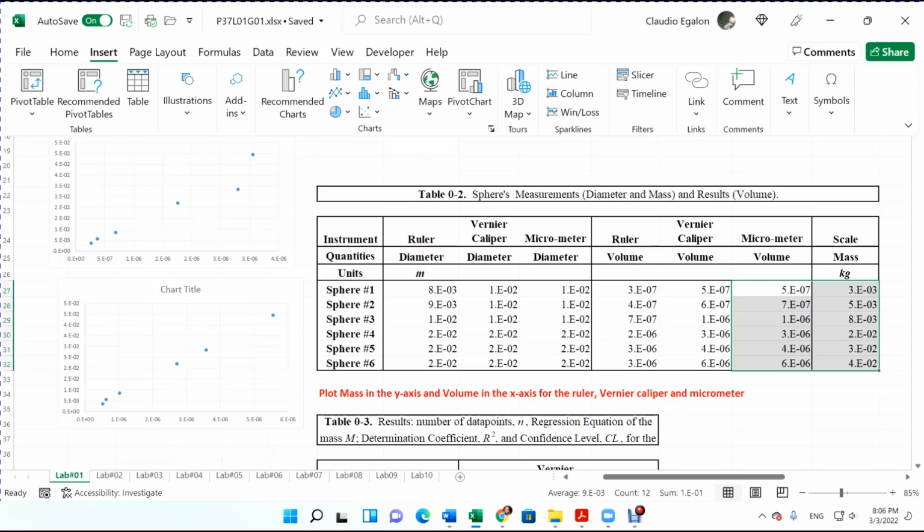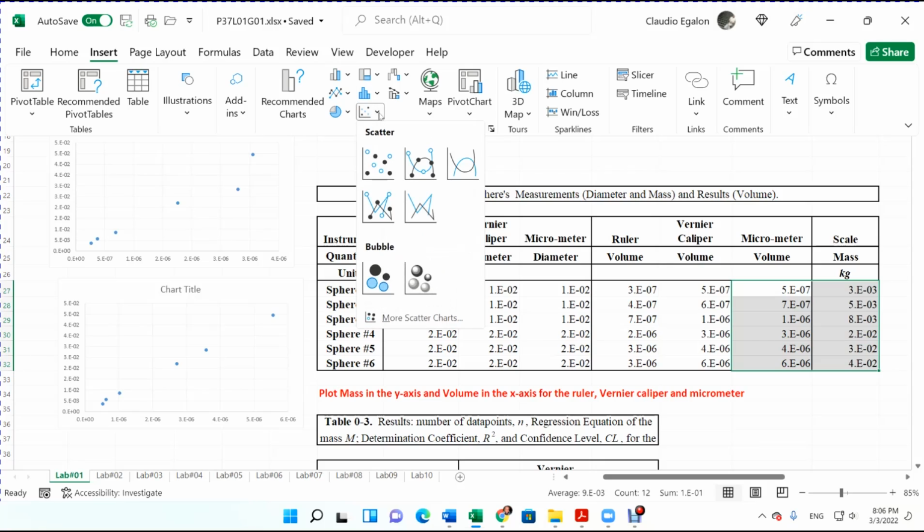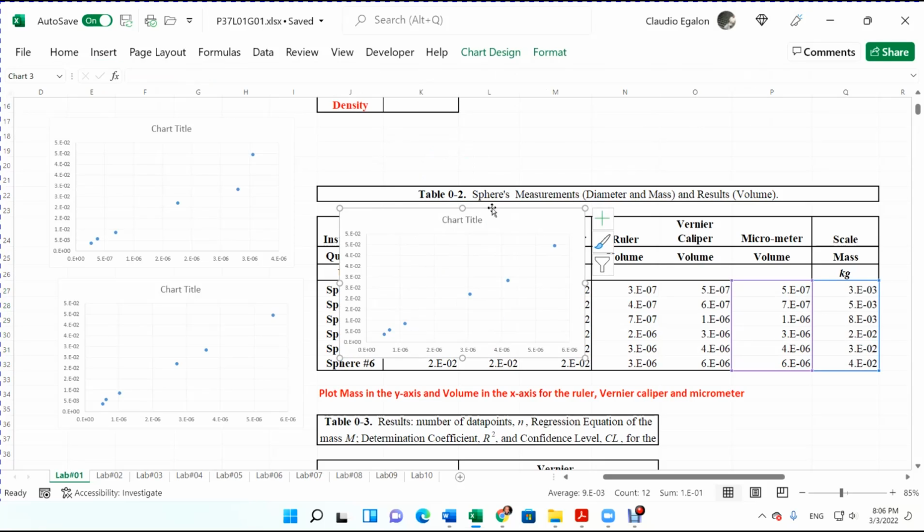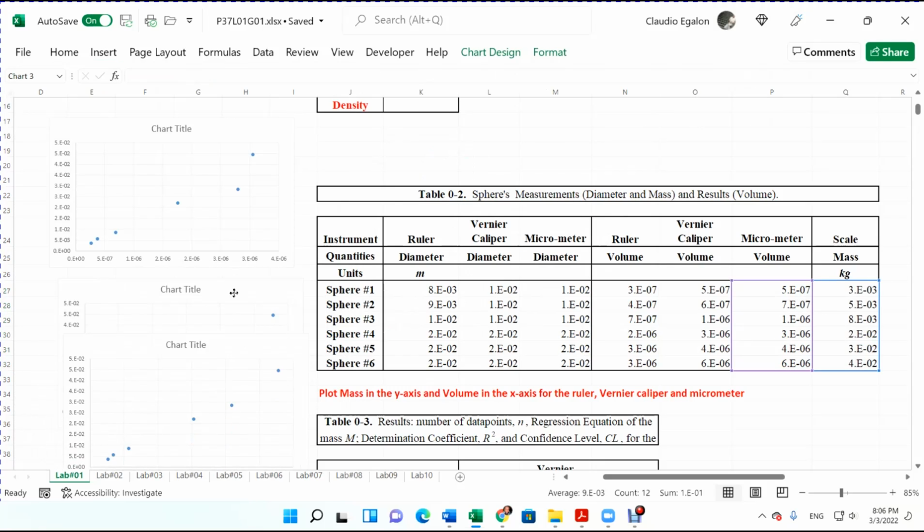Okay, so let's plot the last one. Yeah, pretty good, right? Yeah, just a little bit different. So the problem is this guy. The problem was the measurement with the ruler. Okay? They measured this point here with the ruler. They didn't do a good job.